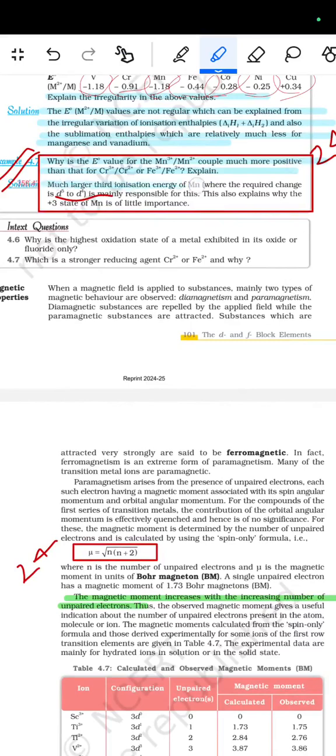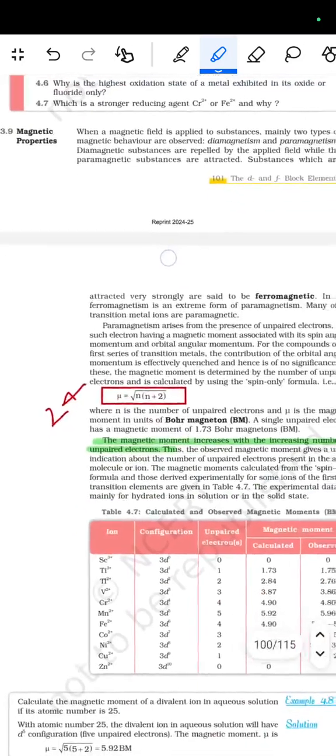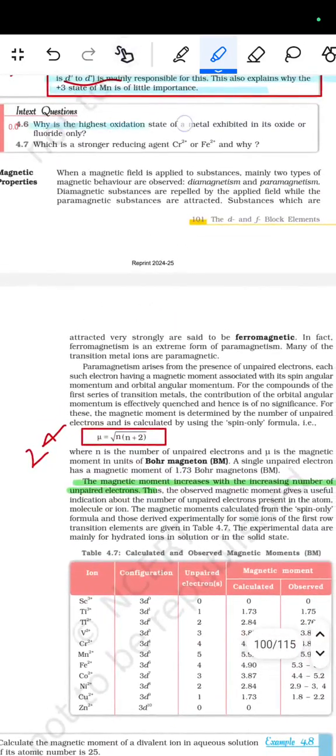Explain. So much larger third ionization energy for the Mn, where the required change is d5 to d4, is mainly responsible for this change. This also explains why the +3 state of the Mn is of little importance. फिर आता है इंटेक्स क्वेश्चन है कि why is the highest oxidation state of a metal exhibited in the oxide or fluoride only, or which is the stronger reducing agent Cr2+ or Fe2+ and why.